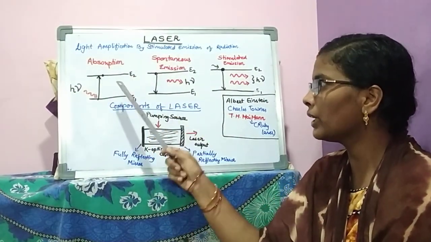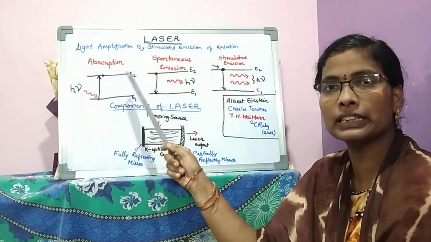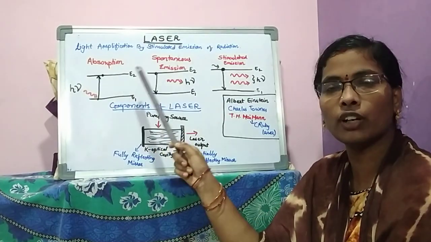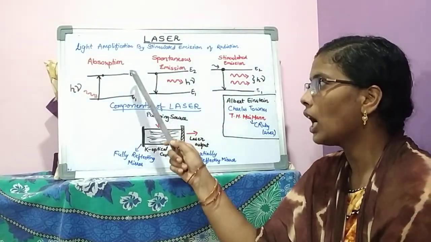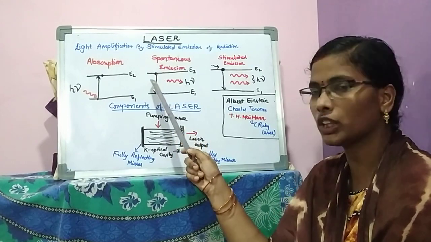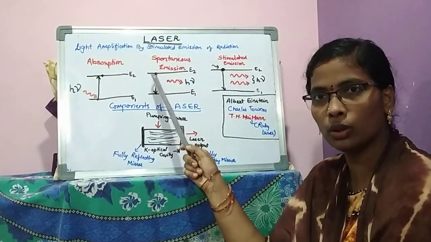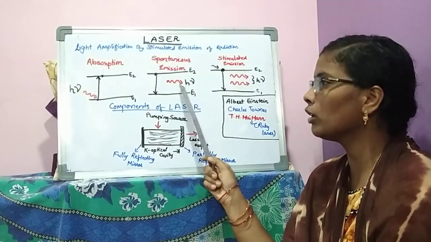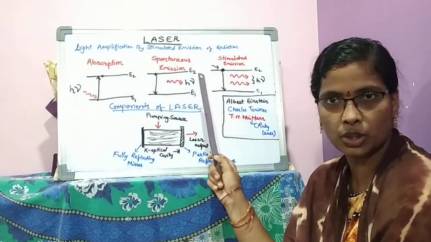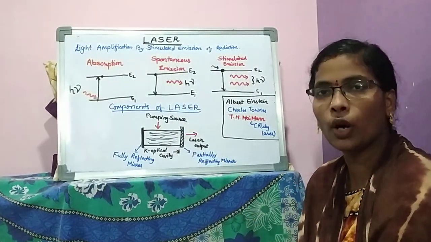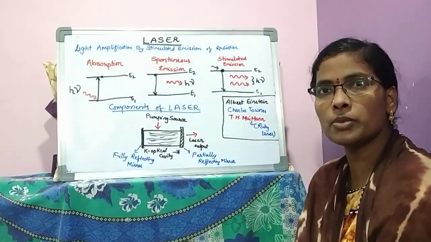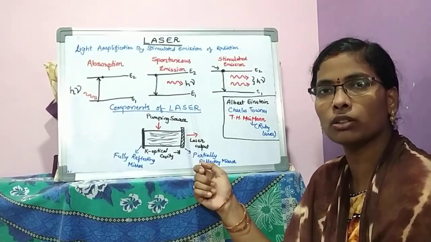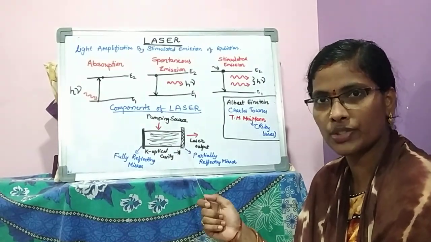After a certain time period, that is 10 to the power of minus 8 seconds. Remember, every atom stays in the excited state for 10 to the power of minus 8 seconds. After that much time, without any external source, the atom on its own de-excites to the ground state by releasing a photon of energy h nu. This process is known as spontaneous emission, because here the atom comes from the excited state to the ground state without any external source.